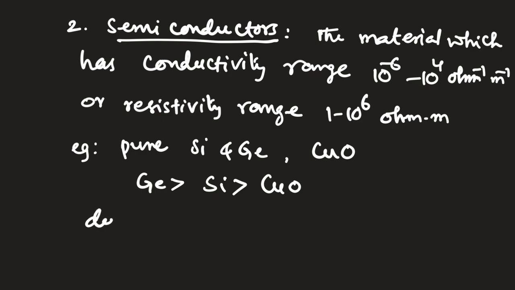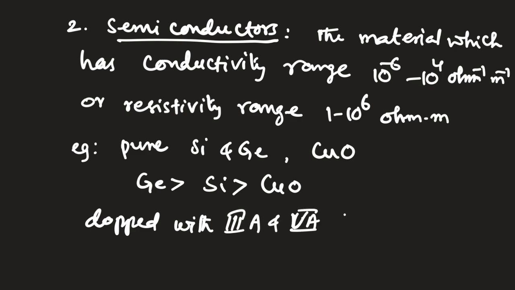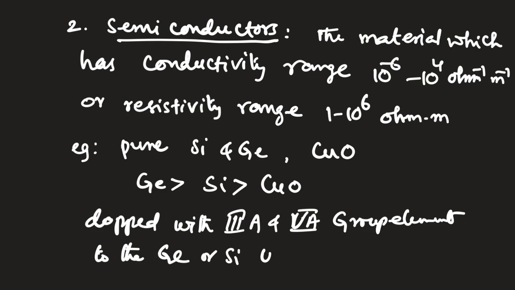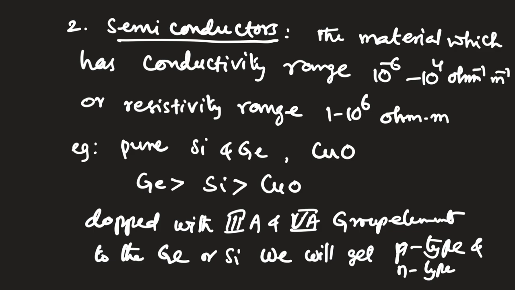And when doped with third A group and fifth A group elements into germanium or silicon, we will get, for the third group, p type, and for the fifth group, n type semiconductor.